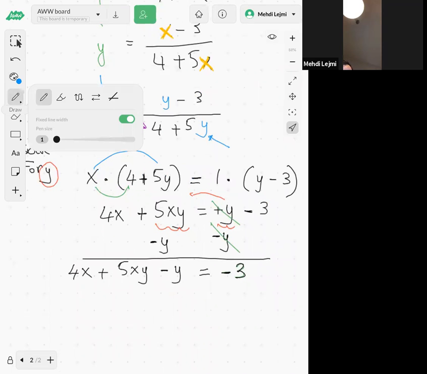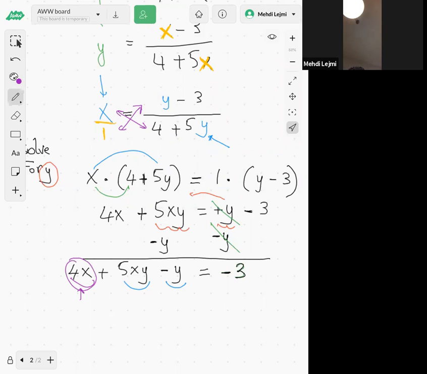All right, that's good because now on the left side, as you can see, guys, I have all my y's on the left side. Here's a y and here's another y. So then y would be a common factor. But the thing is, this is 4x, right? And in this 4x, there is no y. So y wouldn't be a common factor, right? Because there's no y here. So I need to get rid of this 4x, so then I can factor out y. So how do we get rid of this 4x?